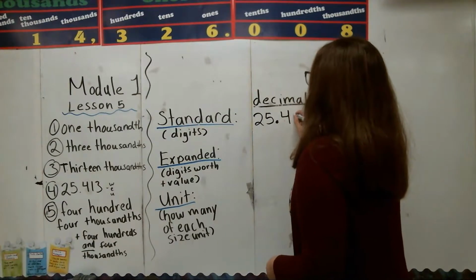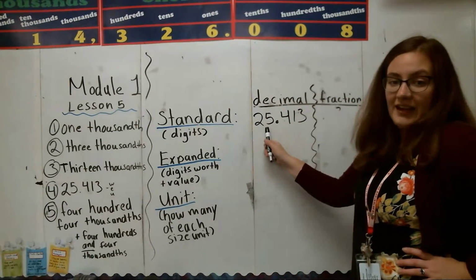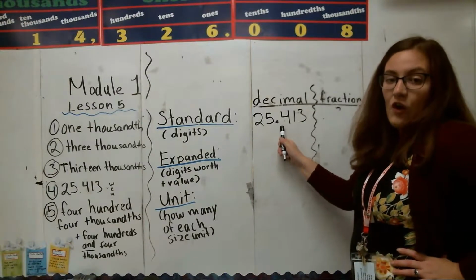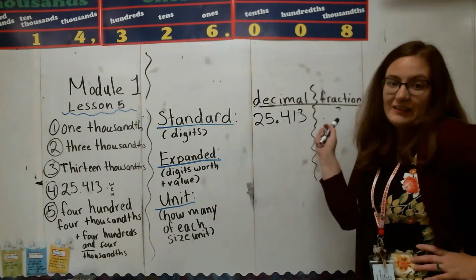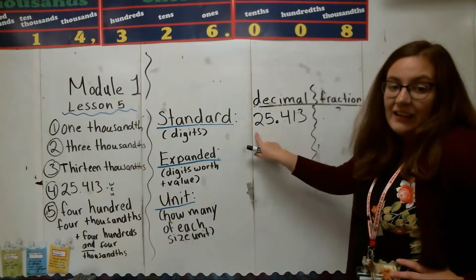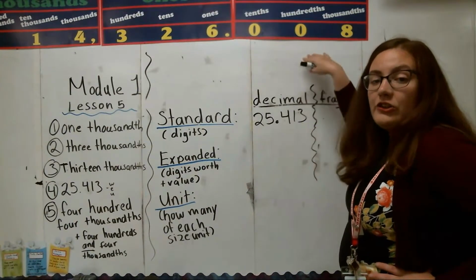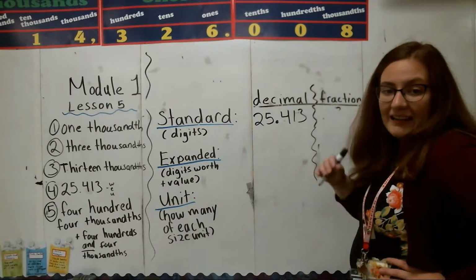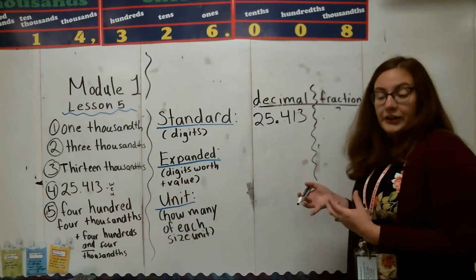So this number is 25 and 413 thousandths. If you have a hard time saying these numbers, you can put them in a place value chart so you can see where the numbers land in the place value chart. It also helps to kind of break apart your numbers.